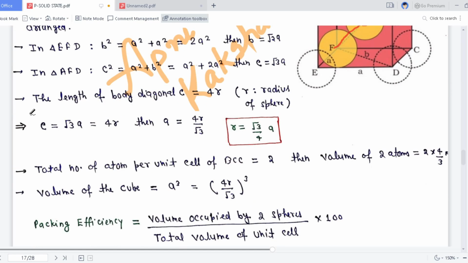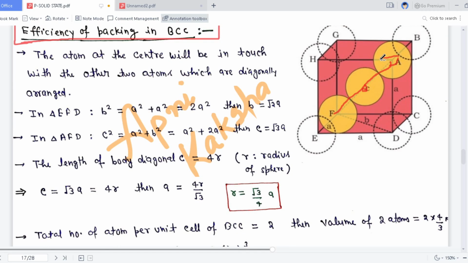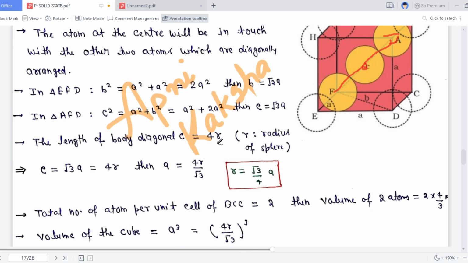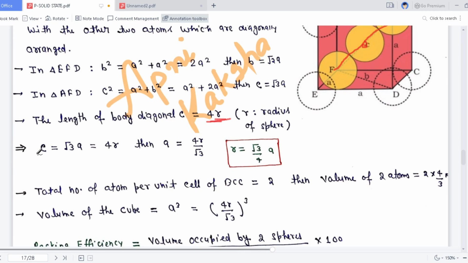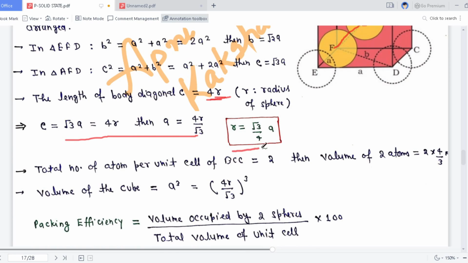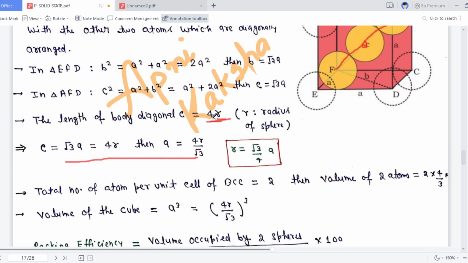So the length of the body diagonal C is 4R. This body diagonal itself is 4R, where R is the radius of the sphere. So in short we get the radius as root 3 by 4 A. In short we are replacing R by A, so we will be substituting here.